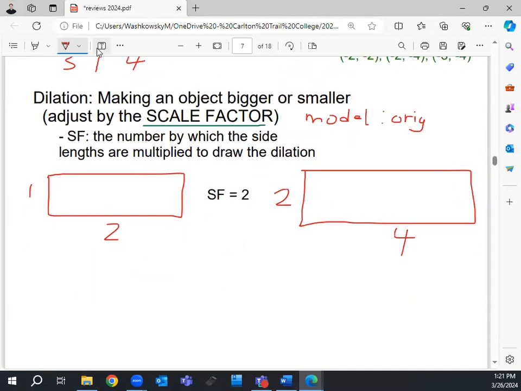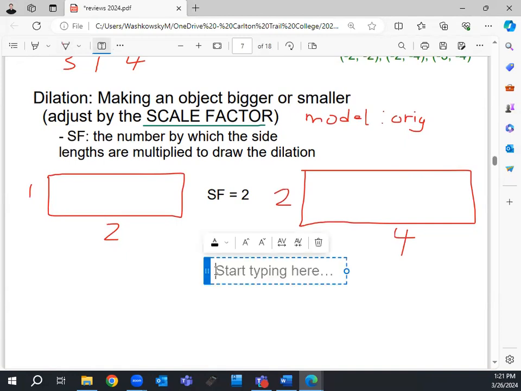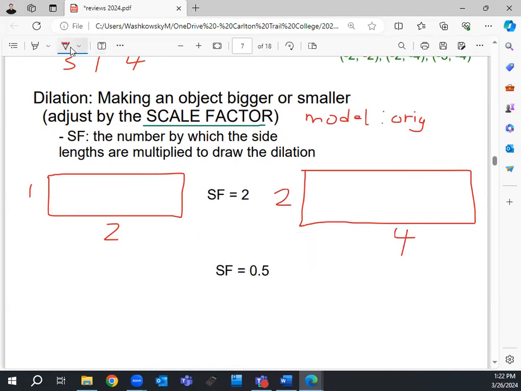But what if I say I want you to take the same shape, but with a scale factor of 0.5, a half. Is the shape going to get bigger or smaller? Smaller, because you're halving each of these now. So 1 times a half is a half. 2 times a half is 1. And these are my new dimensions.